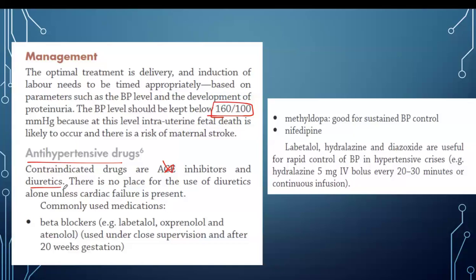The common antihypertensive in pregnancy for mild preeclampsia or mild hypertension is methyldopa, which is an oral antihypertensive. And we can also use an oral beta blocker. So we have got oral labetalol, atenolol. These are also commonly used oral antihypertensives. So the common ones are methyldopa, beta blocker, and nifedipine.